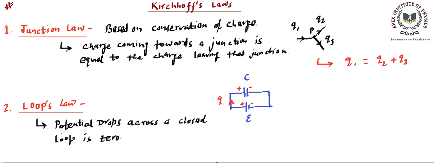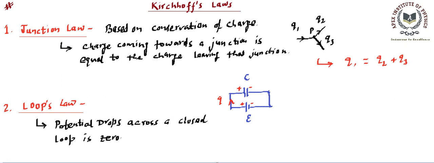What does that mean? It simply means if we write all the potential drops and sum them up across a closed loop, then the sum is going to be zero. Then the sum of potential drops across a closed loop is zero. And what does that mean in this particular example? We can write over here.